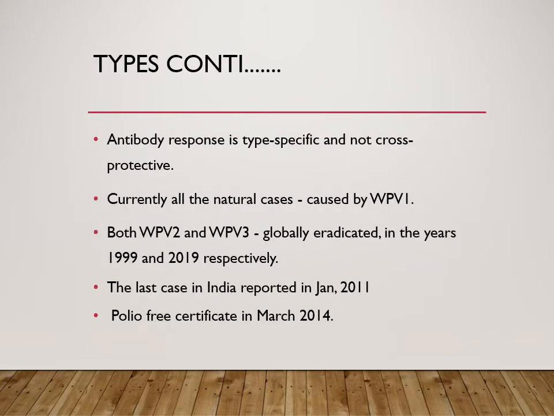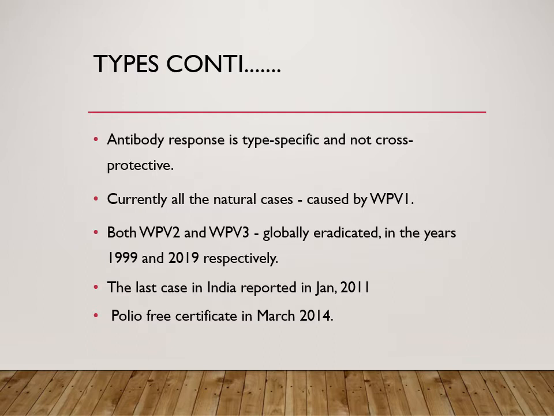So the antibody response is type specific. That means if a person is being affected by type 1 poliovirus, antibody will be formed against that only, and these antibodies will not be protective against the type 2 or type 3 strain. Currently, in the whole world, the natural cases which are coming are caused by only one strain, that is the type 1 strain.